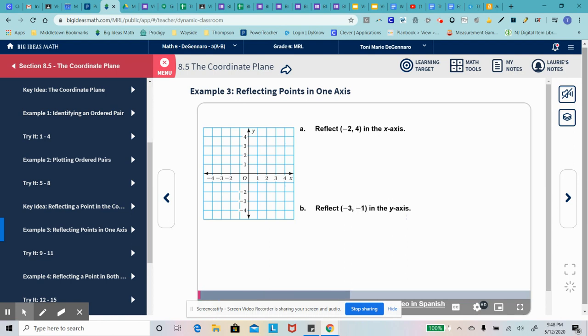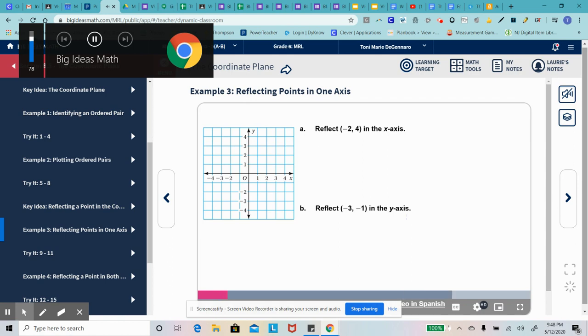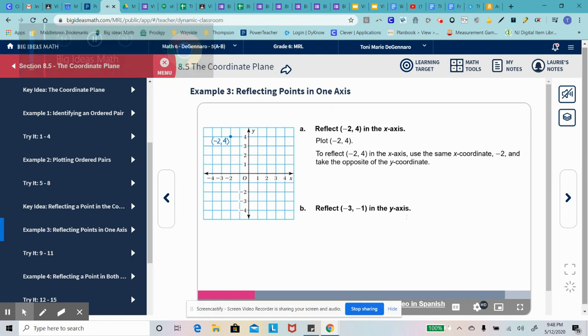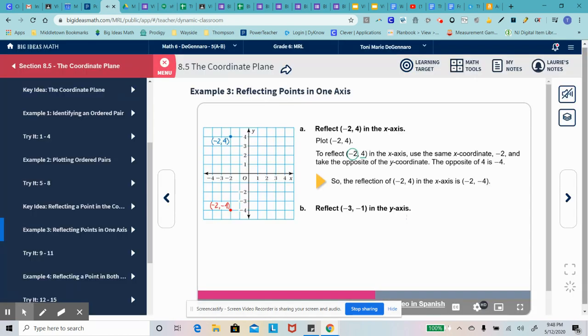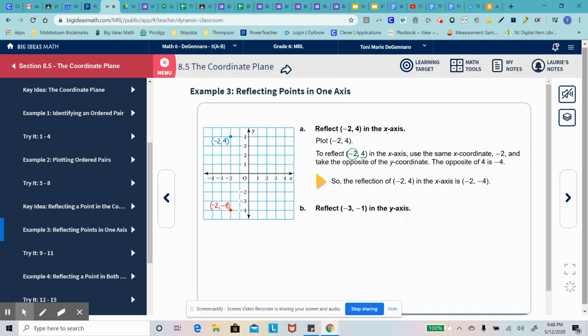Okay? Part A. Reflect (-2, 4) in the x-axis. Plot (-2, 4). To reflect (-2, 4) in the x-axis, use the same x-coordinate, -2, and take the opposite of the y-coordinate. The opposite of 4 is -4. So the reflection of (-2, 4) in the x-axis is (-2, -4). Part B. Reflect (-3, -1) in the y-axis.